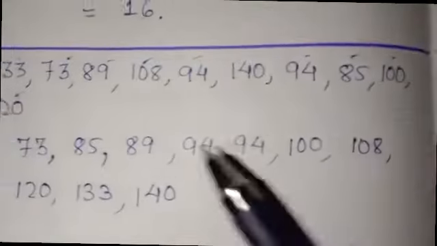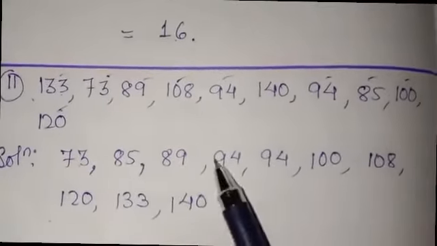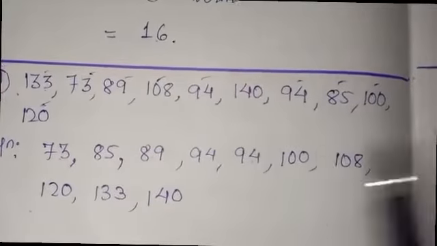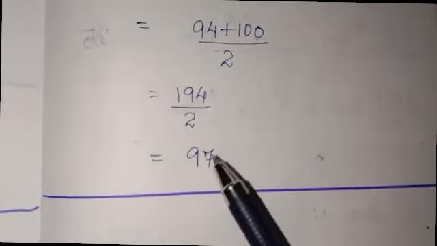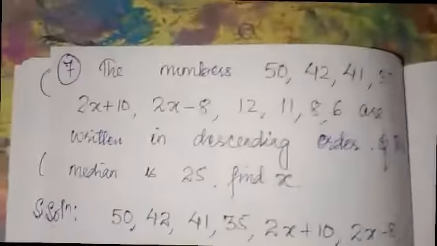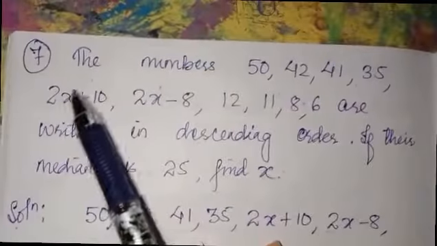So here you have to check the 5th and 6th: 1, 2, 3, 4, 5. This is the 5th term. This is the 6th term. So 94 plus 100 divided by 2. So 194 by 2 is 97. So the median is 97. Now next, question number 7.